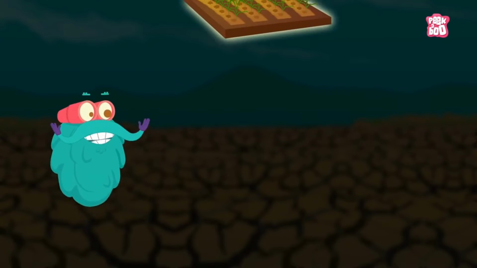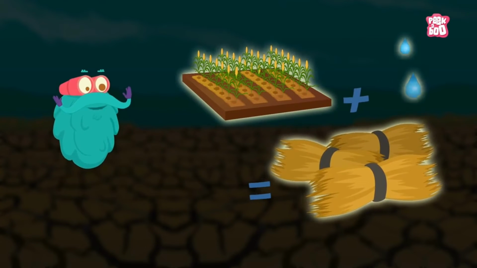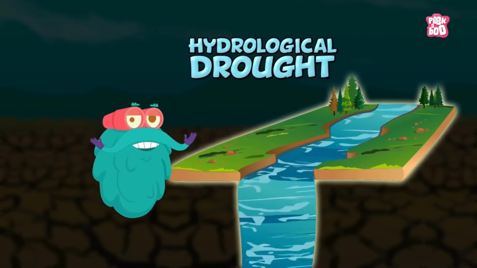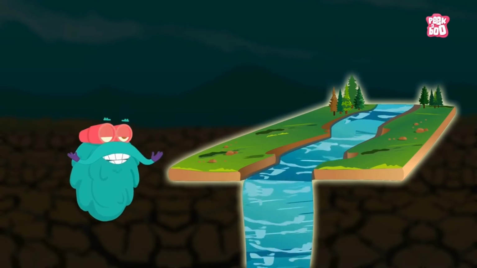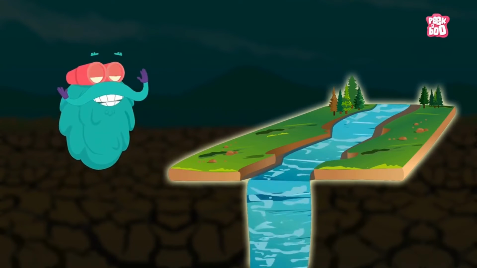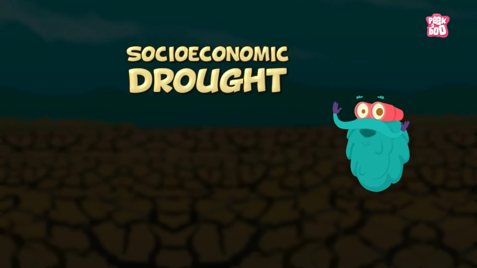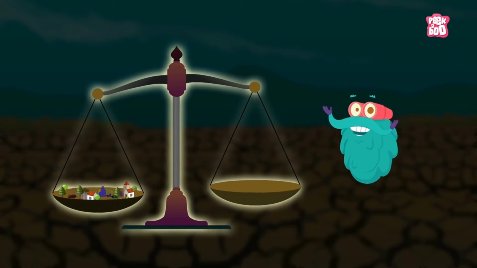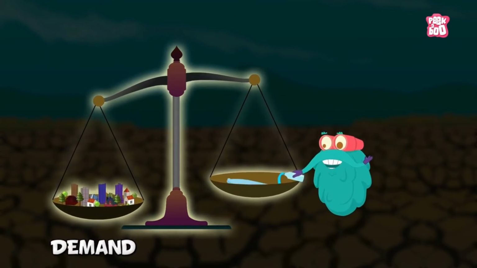Agricultural droughts. This accounts for the water needs of crops and agriculture. Hydrological droughts refer to continuous low water volumes in streams, rivers, and reservoirs. Socio-economic droughts. These occur when the demand for water exceeds the supply.